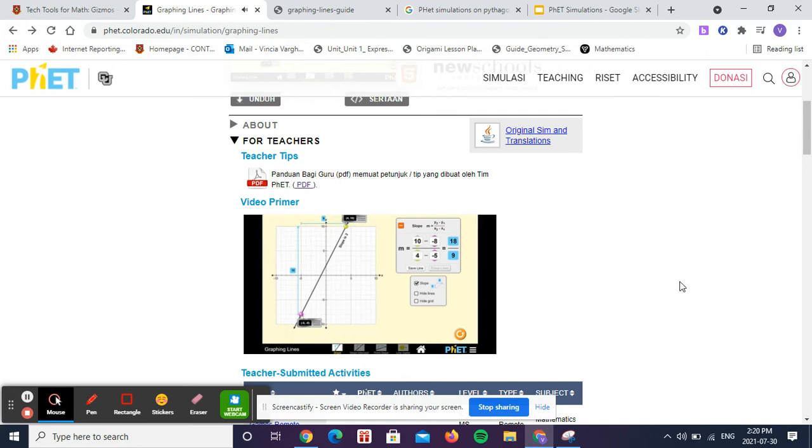points on the line. Students might find the slope tool helpful when completing this challenge, as it displays the rise and the run of the line on the graph, or they can uncheck the slope tool to hide these values. Let's move on to the slope-intercept screen using the navigation bar.